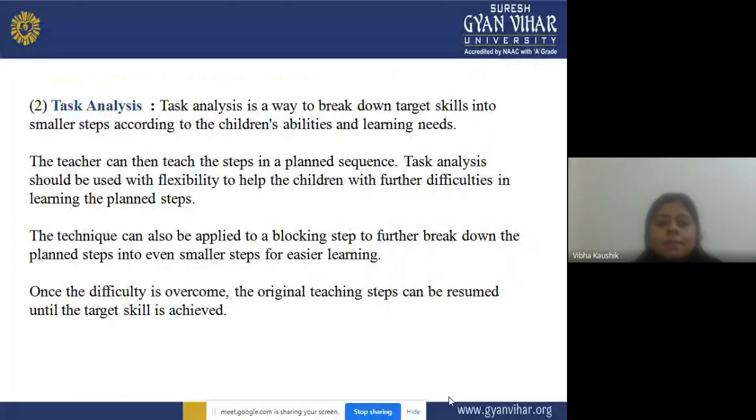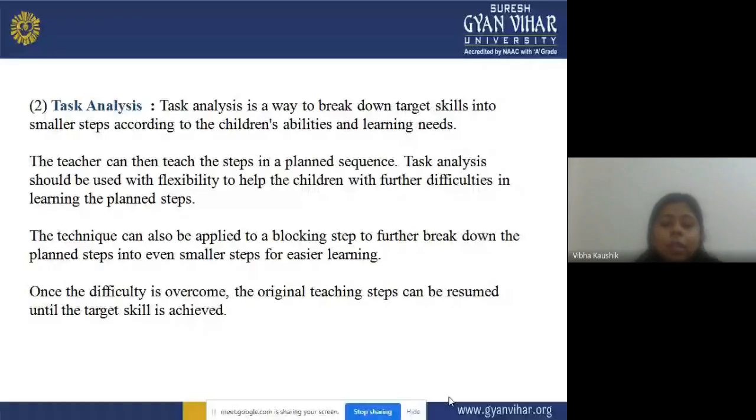Now, task analysis. Task analysis is a way to break down target skills into small steps. Means we have to break down the target skills which we want our students to learn into smaller parts according to their ability and learning needs. These should be divided into smaller steps on the basis of the abilities and capabilities of the children, and their learning needs. The teacher can then teach the steps in a planned sequence.